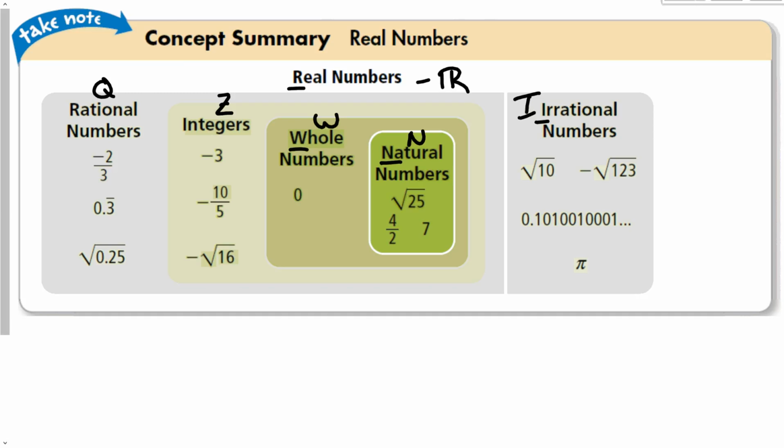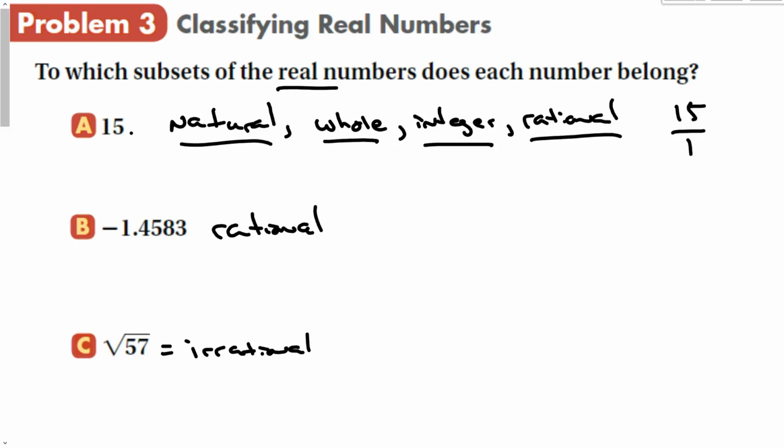Okay. So these capital letters can represent the sets if you want to not have to write out the whole word. So we could put N, W, Z, and Q for all of these sets.